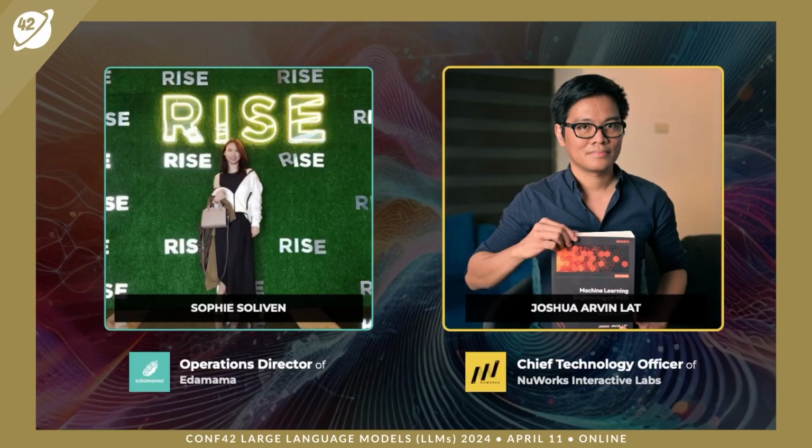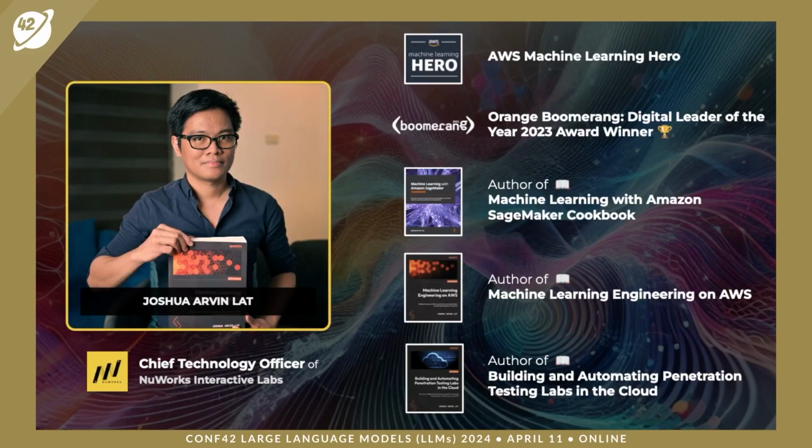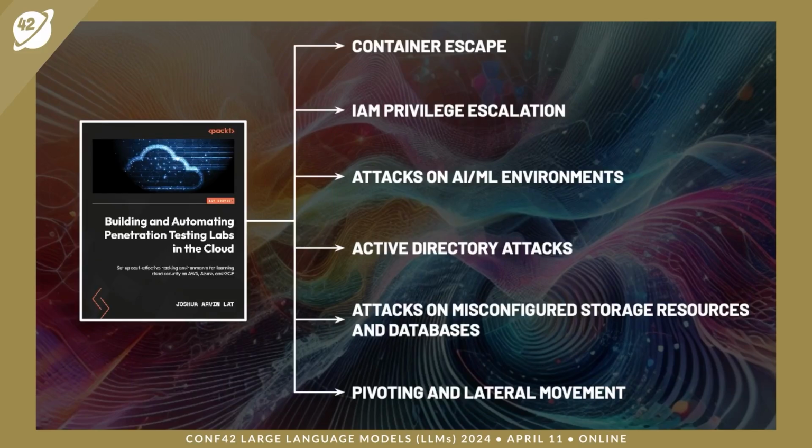Before we start, let me introduce ourselves. So I am Joshua Arvin Lat, and I am the Chief Technology Officer of NuWorks Interactive Labs. I am also an AWS Machine Learning Hero, and I am the author of 3 books: Machine Learning with Amazon SageMaker Cookbook, Machine Learning Engineering on AWS, and Building and Automating Penetration Testing Labs in the Cloud.